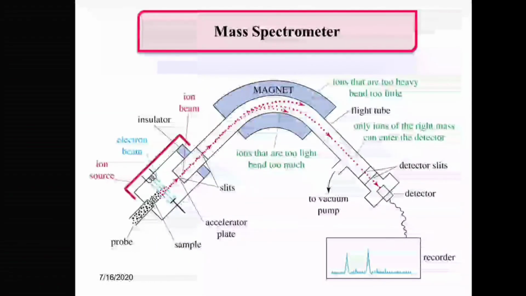There are detector slits, and finally the ions will reach the detector, and there is a vacuum pump also attached to it. And finally it will reach the recorder where we'll be able to see the different peaks and the fragments.